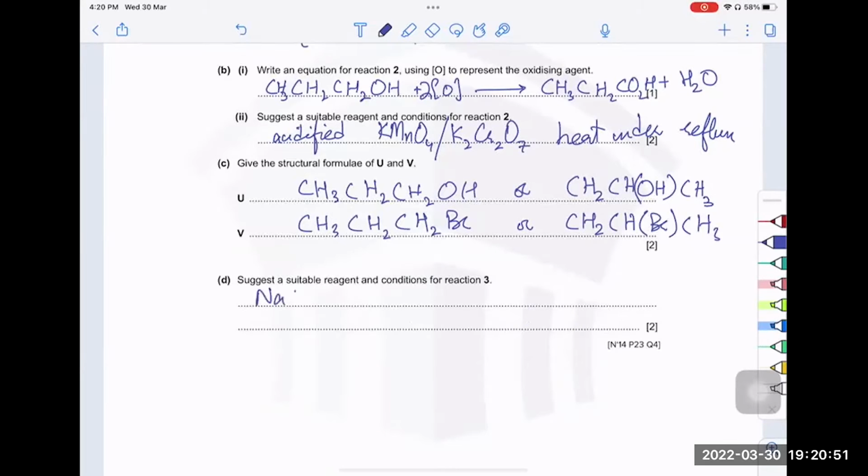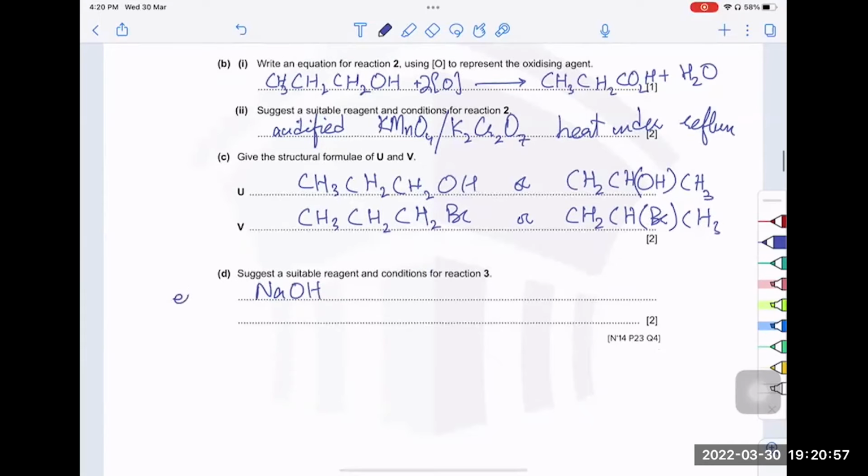So we need sodium hydroxide, which is an alkali, which must be ethanolic. Why ethanolic? Because we don't want water to come in. Otherwise, water will come and substitute, instead of Br, OH will come. And we need it to go to completion, so heat under reflux. Okay.